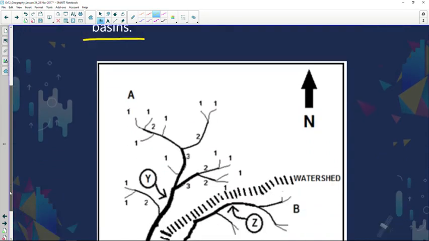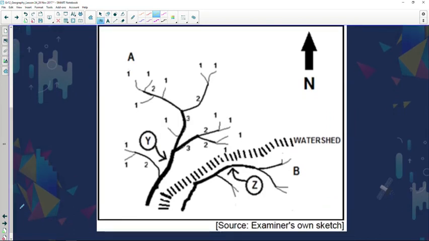Now immediately when I look at the diagram, I see two drainage basins. If you look at the first one, you can see it's a dendritic pattern. It looks like it resembles the branches of a tree. Then we have another one, it's also dendritic but much smaller. So I can definitely see that drainage basin A has got a high density and this one has a lower density. What separates one drainage basin from another area is the watershed.